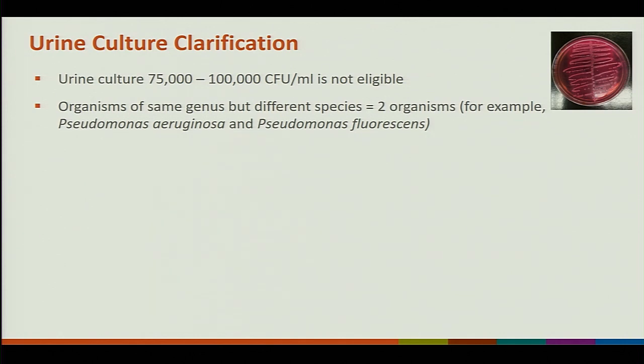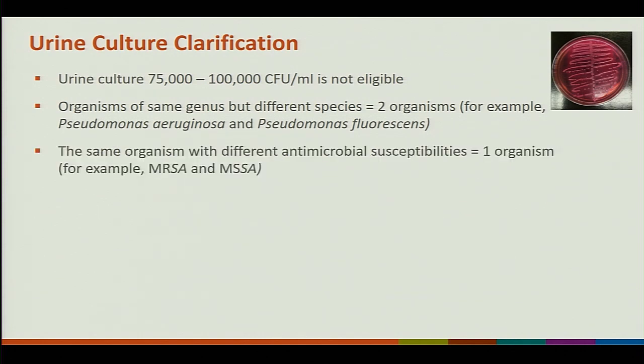Example here, Pseudomonas aeruginosa and Pseudomonas fluorescens. The same organism with different microbial susceptibilities is one organism, such as MRSA, methicillin-resistant Staph aureus, which is the same as MSSA as far as counting it as one organism.